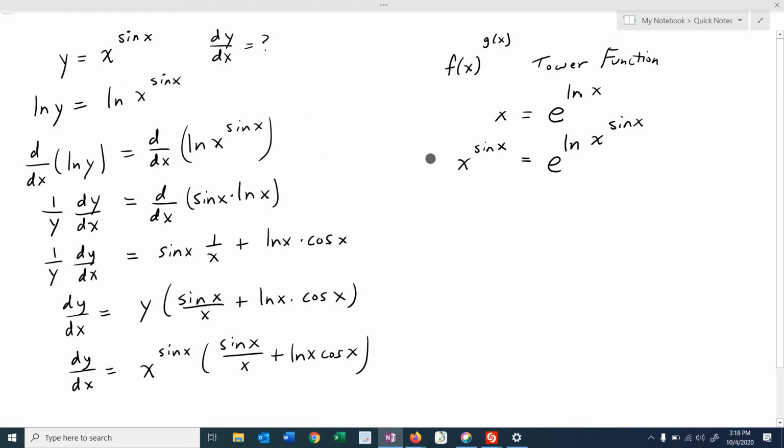Okay, and so what we're going to do is we're going to find dy dx. Not directly, not written in this form. We're going to write it like this. Now, the reason that's useful is because now that you have this natural log in front, you can pull this exponent down and multiply the exponent by the natural log.